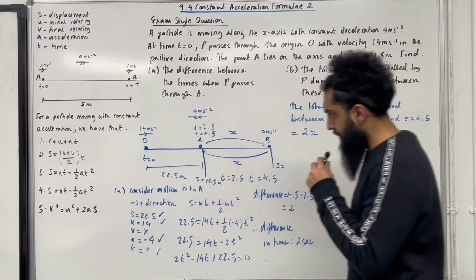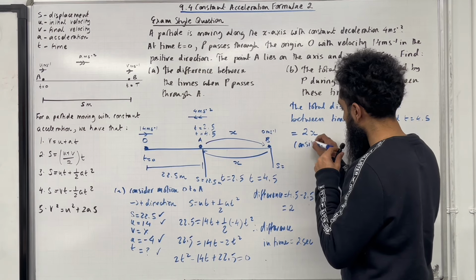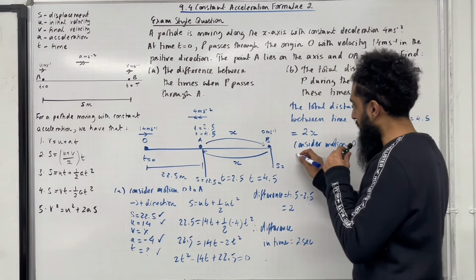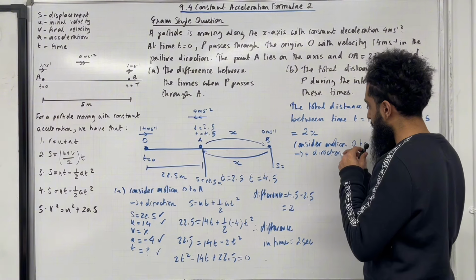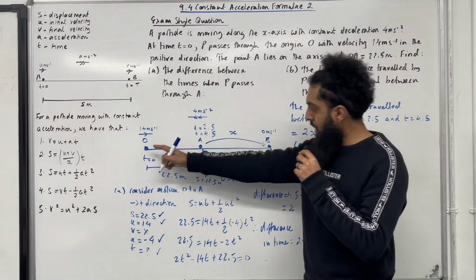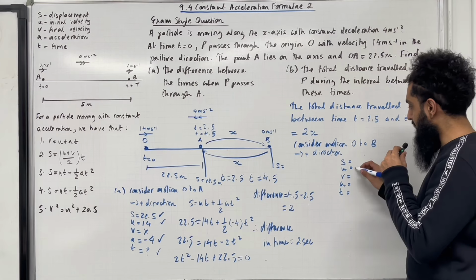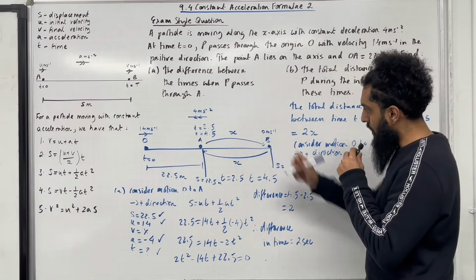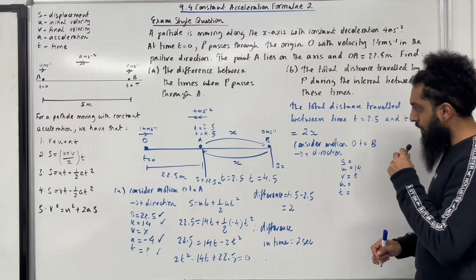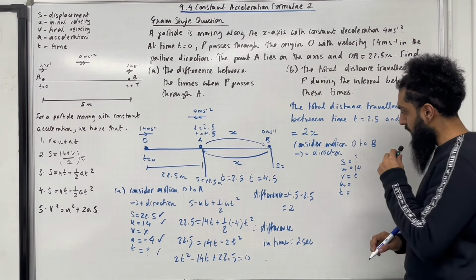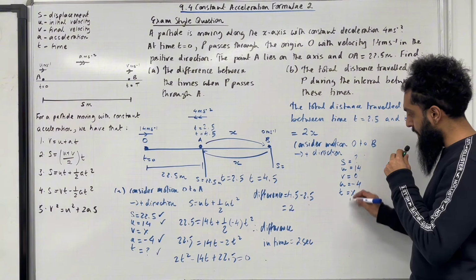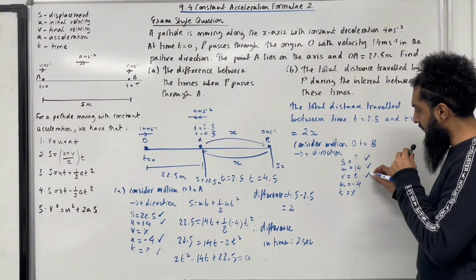To do this, consider motion O to B. We're going to take right to be the positive direction. Use SUVAT. From O to B, we know that the initial velocity is 14. Final velocity, well, it's going to be 0 because at the point B, the particle reverses its direction, so the velocity is 0 then. The distance is what we're trying to calculate, so question mark. The acceleration will be minus 4. And the time taken, we can just put an x there. So we're interested in s, u, v, and a.